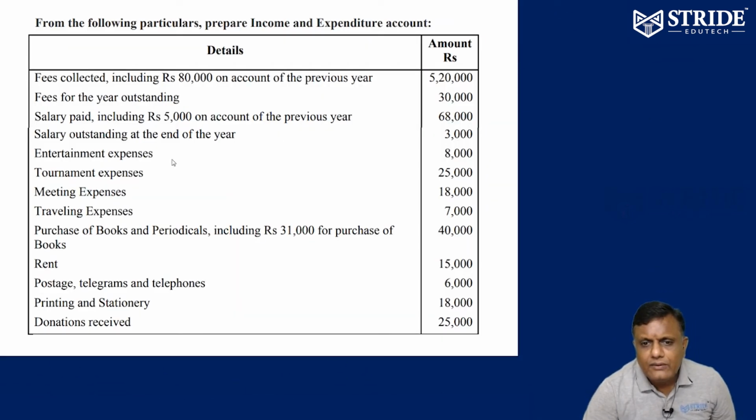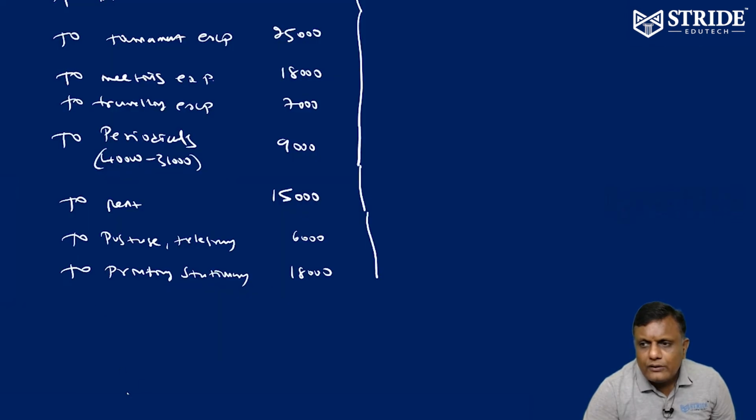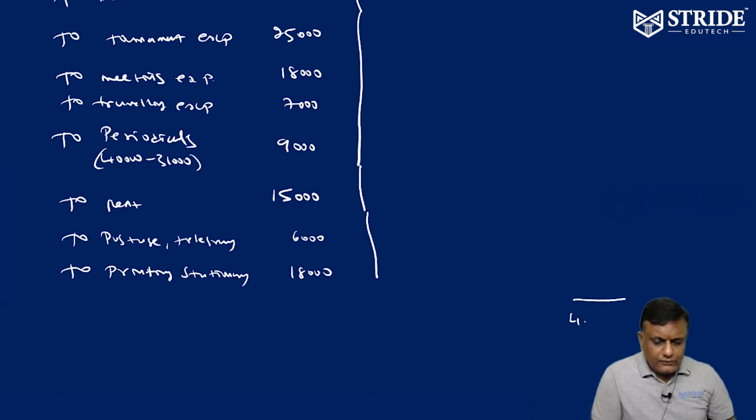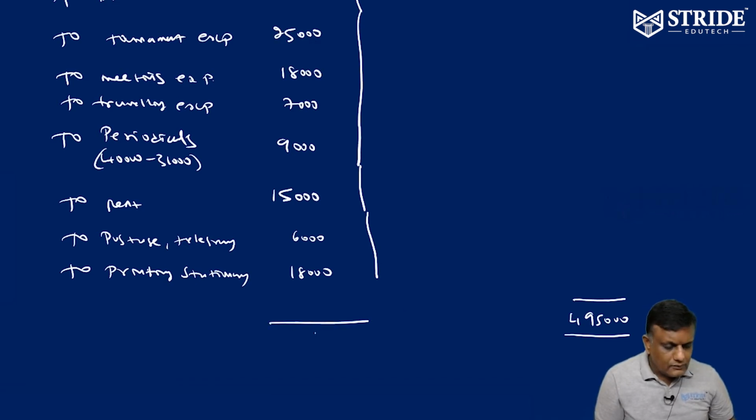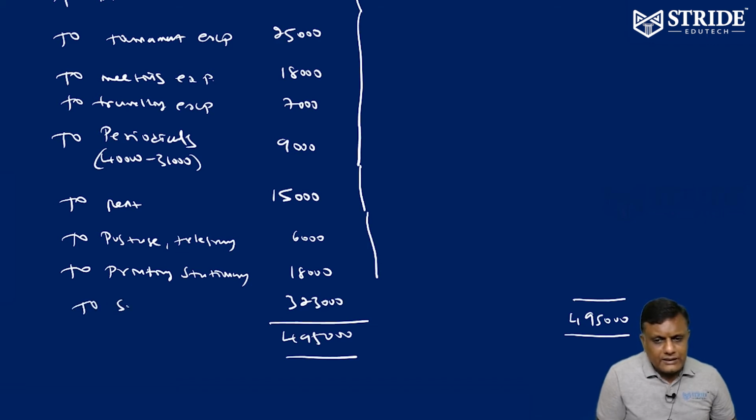So nothing is left. I think everything has been posted. Kindly make a tally. Here 4,70,000 plus 25,000, 4,95,000 will come. Here also 4,95,000 will come. So the balance is 3,20,000. It is going to be surplus. This is the excess of income over expenditure.